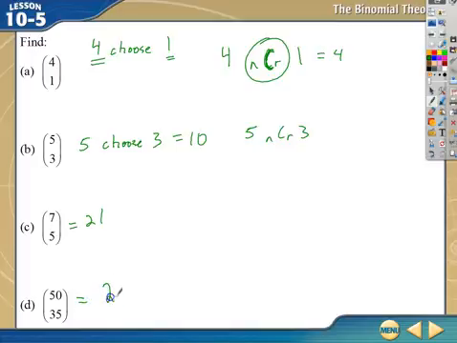This is 2.25 times 10 to the 12 ways. Huge. It's like 2.2 trillion ways. There's no way you can count all those out.